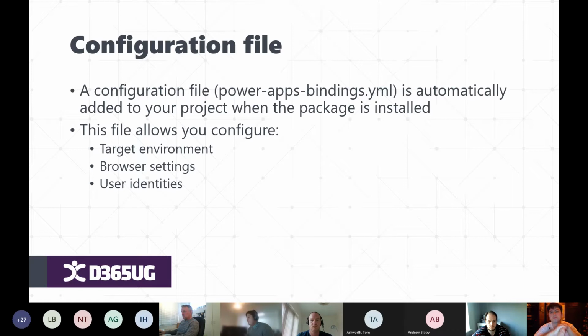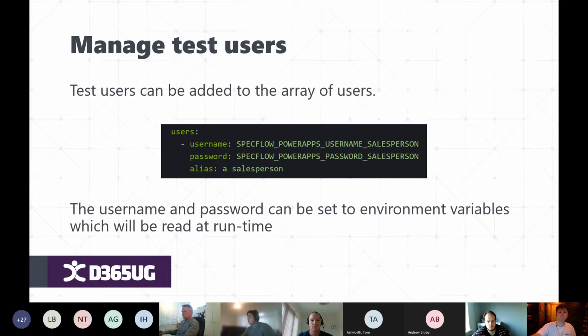This file allows you to configure your target environment, your browser settings, and your user identities. As we said, you can manage your test users. You can add test users to an array of users, and this is what it looks like. So you've got your users here. You've got your username, password, and alias. Alias is what's used to reference that user. And these username and passwords are set as environment variables, which you can use to configure either on your desktop or on your Azure DevOps pipeline if you're looking to do a build and release.